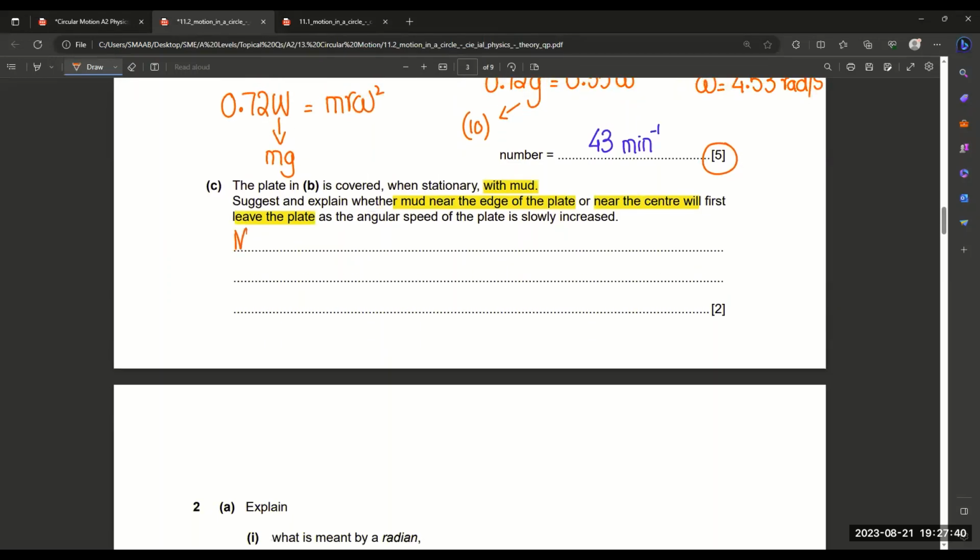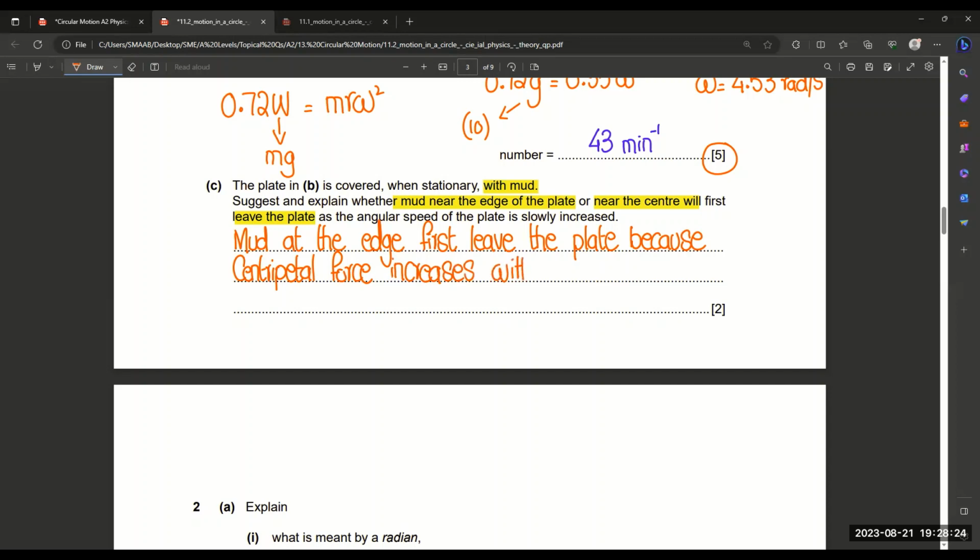So we can say that mud at the edge will leave the plate first because centripetal force increases with increase in radius.